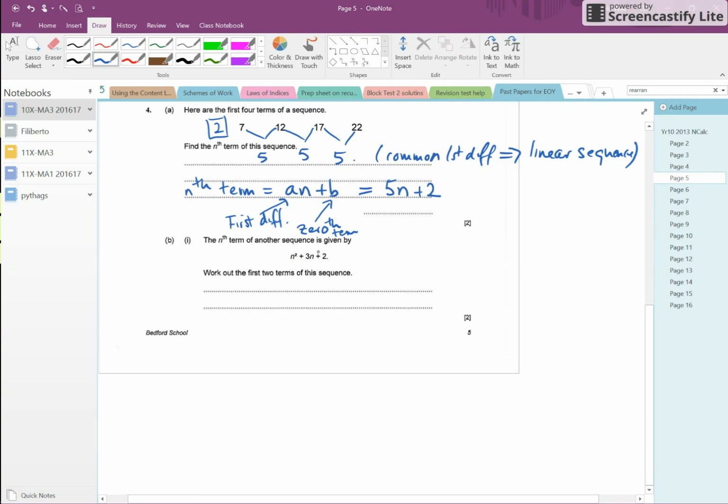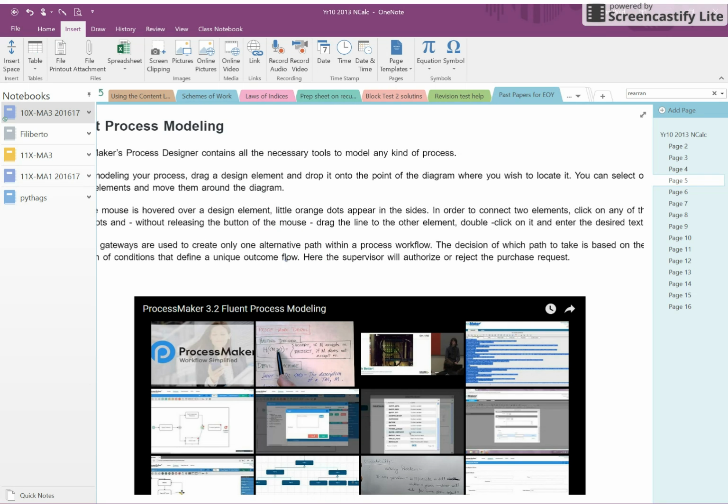Okay, nth term of another sequence is given by this. So this is a quadratic sequence. Work out the first 2 terms. So basically what we want is an n and the term. Let's just write that in properly. Term. So if n is 1 or n is 2. If n is 1, we get 1 squared, plus 1, plus 3 plus 2, which is 6. And if n is 2, we get 4 plus 6 plus 2, which is 12.